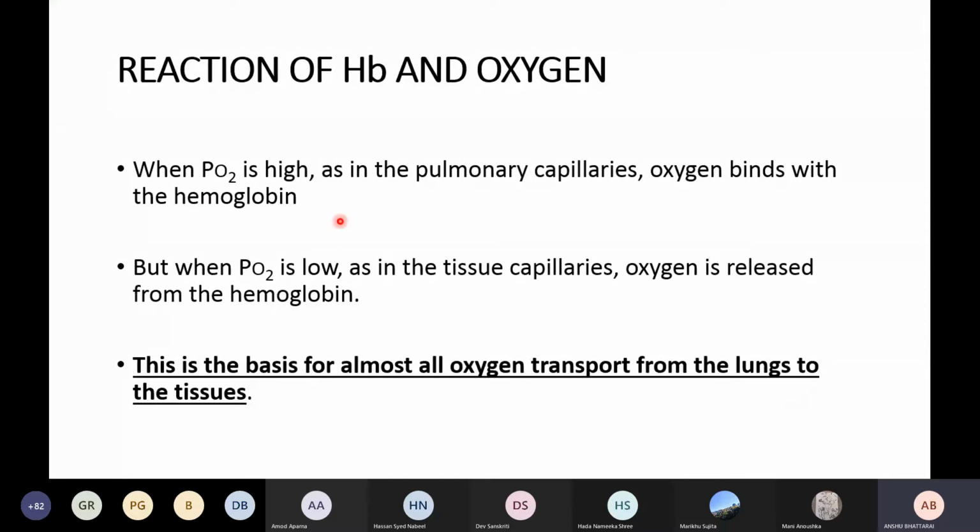But when partial pressure is low, for example in tissue capillaries, this oxygen is released from hemoglobin. So less partial pressure of oxygen, then oxygen is released from hemoglobin. More partial pressure of oxygen, for example in pulmonary capillaries, then oxygen is bound to hemoglobin. And this is the basis of almost all oxygen transport from lungs to tissues.